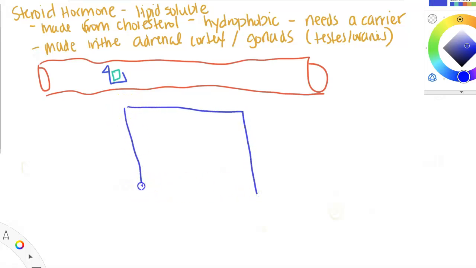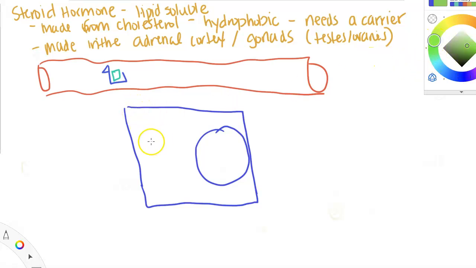So the cell with the receptor, with a lipid-soluble hormone, where would the receptor be? There's my big old nucleus there. The receptor is going to be inside the cell. Inside the nucleus or inside the cytoplasm, it is going to be somewhere in the cell. Because this is a lipid-soluble chemical, it's going to be able to dissolve right through the plasma membrane. And as it comes in, it will bind to its receptor inside the cell.